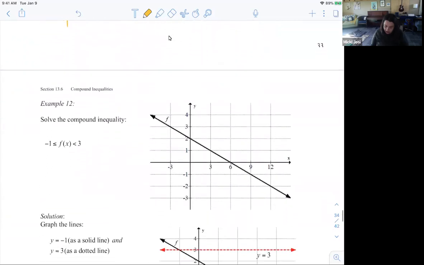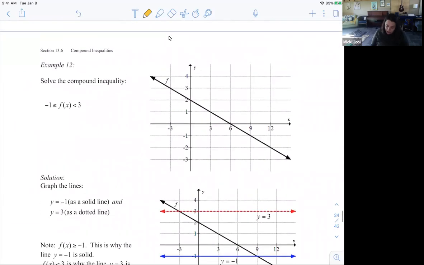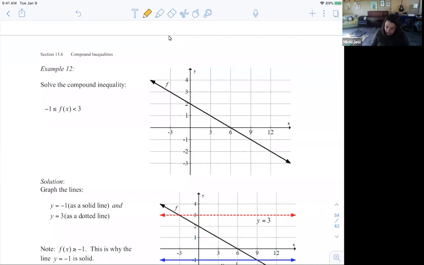All right, let's look at example 12. Here we still have the same line f of x. This is basically the same thing as the inequality -1 is less than or equal to -1/3 x plus 2, which is less than 3.